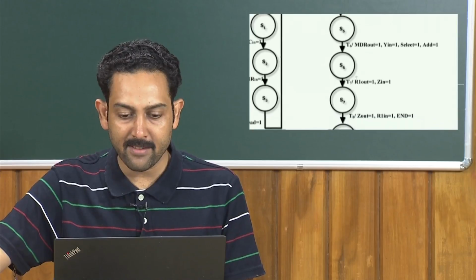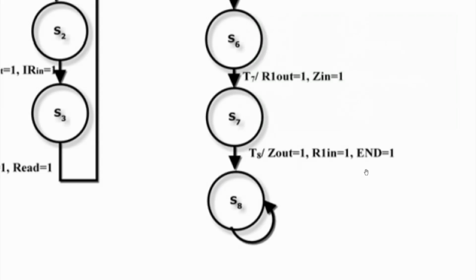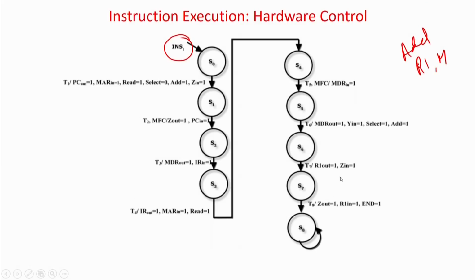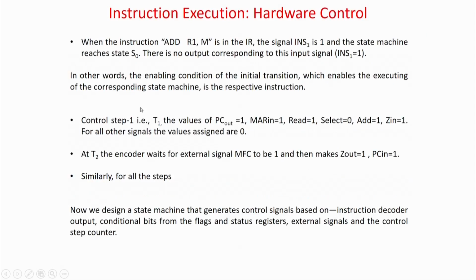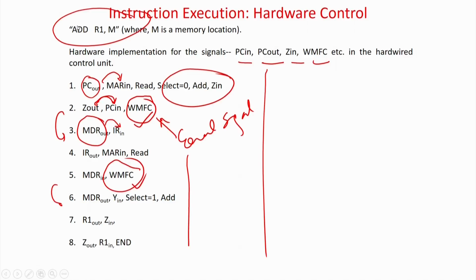So 6, 7, 8 are just the sequential part, and then finally you are going to generate the end out of it. So this is the finite state machine corresponding to the set of micro instructions corresponding to the macro instruction R1M.